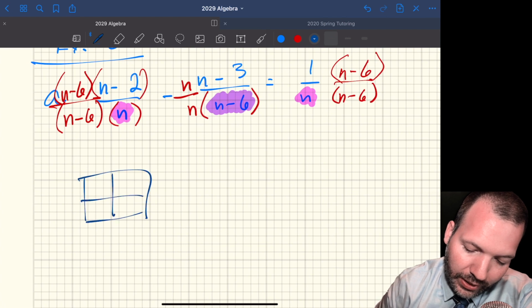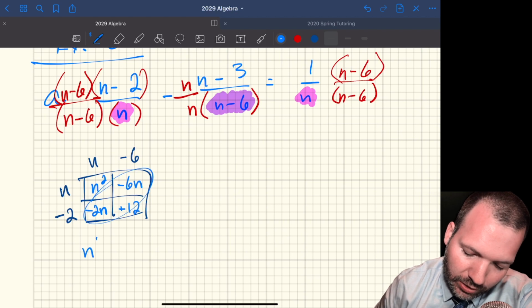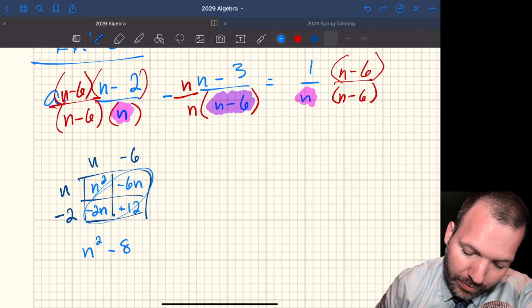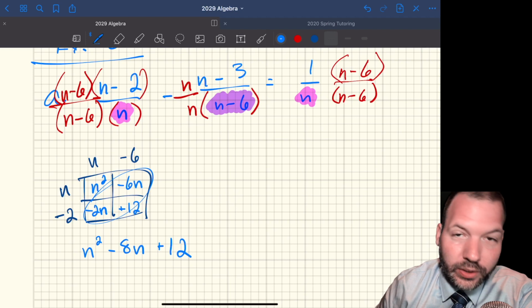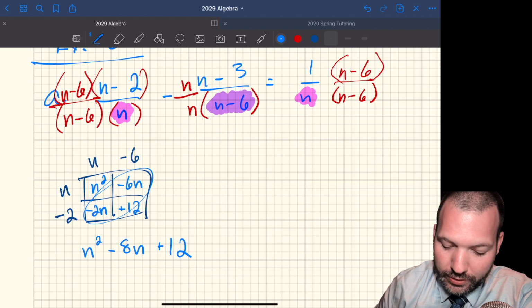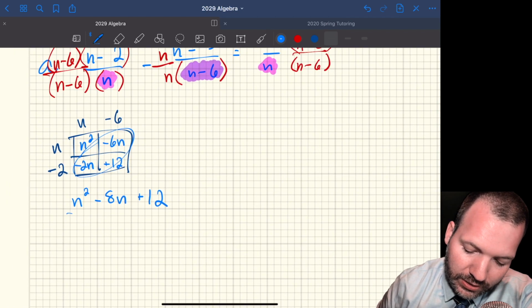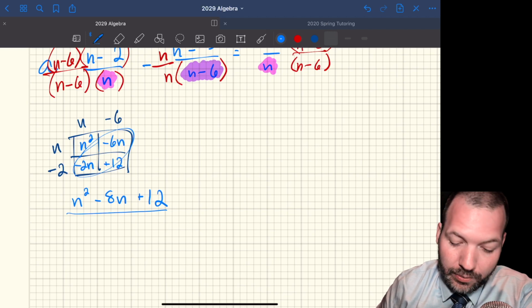How did we multiply? n minus 6 times n minus 2. n squared minus 6n minus 2n plus 12. Like terms along that diagonal, classic. n squared minus 8n plus 12 is going to be that new numerator. Oh, the memories. Okay, so there we have it. n squared minus 8n plus 12 is the product of n minus 6 and n minus 2.